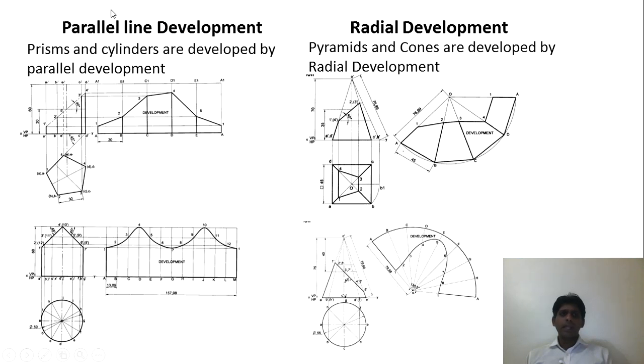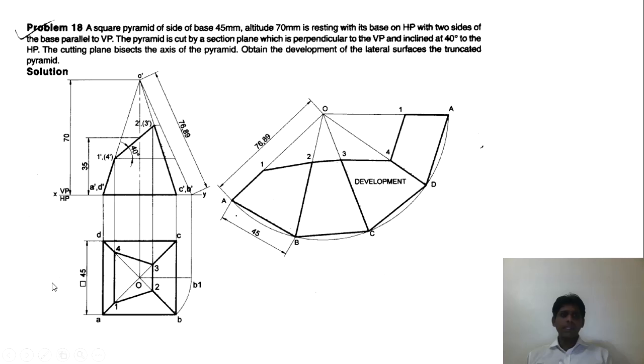There are two methods, parallel line development and radial line development, and we are solving a problem on pyramids. So in this case, we will be using a radial development. You can see that we have one center, and then we are drawing this arc. Then we are going to mark all these arcs here. In the previous video, I have explained parallel line development through one of the problems. So we will be solving this particular problem.